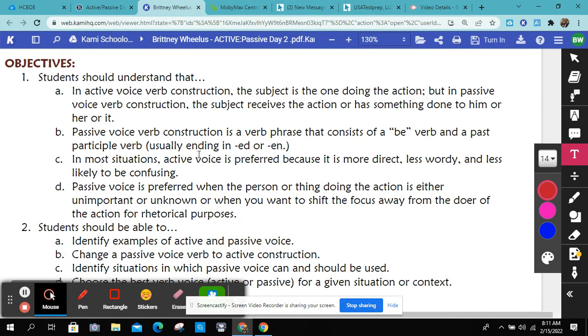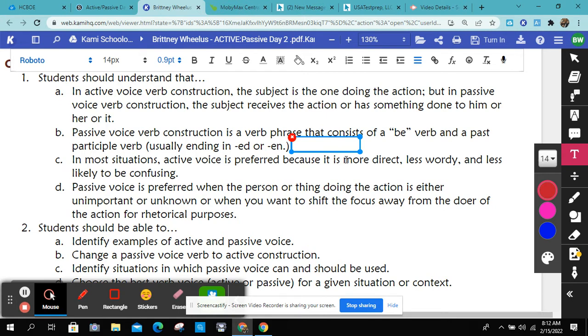Okay, we use the sentence: Carnivores eat meat, or the meat is eaten by carnivores. Okay. Passive voice verb construction is a verb phrase that consists of a be verb. What are the 5 be verbs? Am, is, are, was, were. Okay, am, is, are, was, were. This is very important to know. Okay. Be verbs are also called what kind of verbs? Linking verbs. Okay. All right.